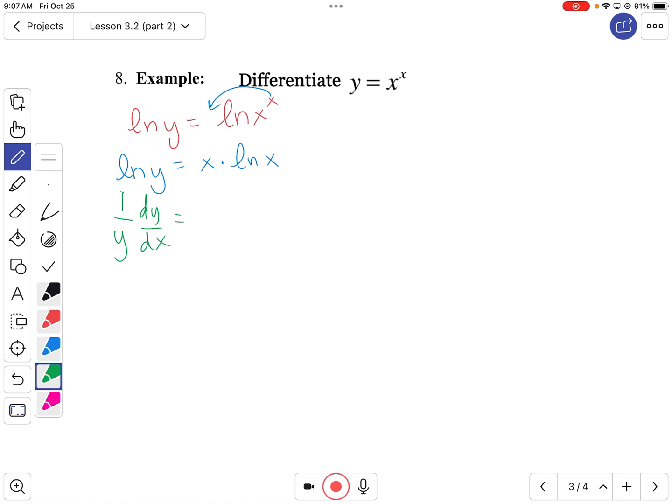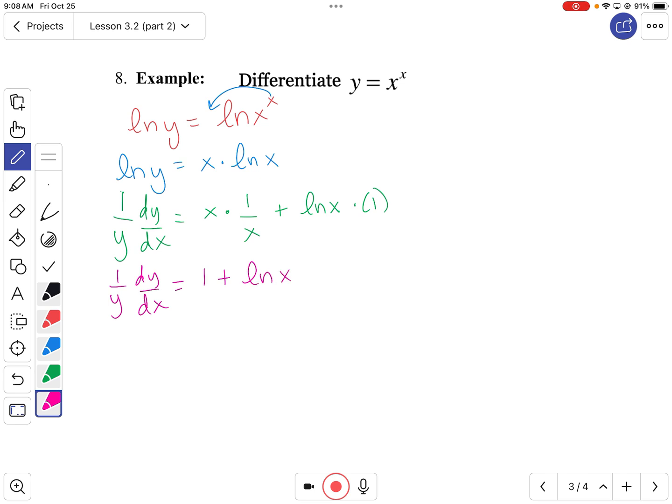On the right-hand side, we have x times natural log of x. That's a product. We've got to do product rule. First times derivative of the second, so 1 over x, plus second times derivative of the first, which would just be 1. Now, good news is it's going to simplify a little bit, which is nice. What's going to happen to x times 1 over x? It's just going to become a 1. So I get 1 over y dy dx equals 1 plus the natural log of x. So we're looking much better.